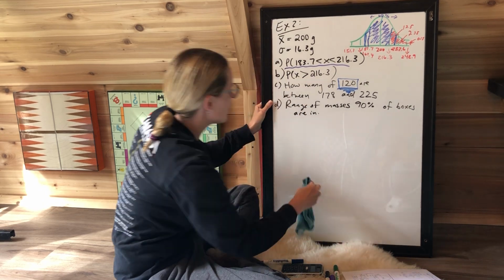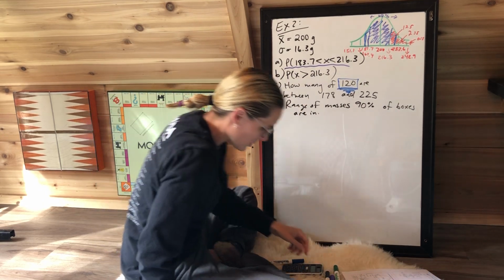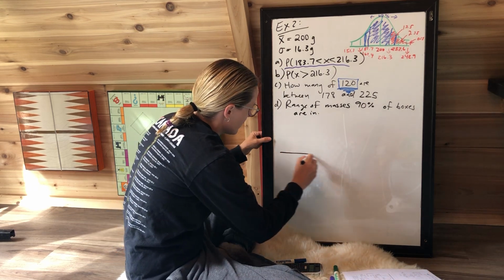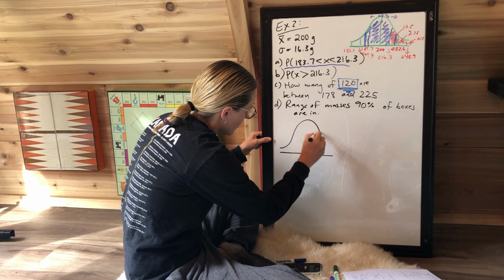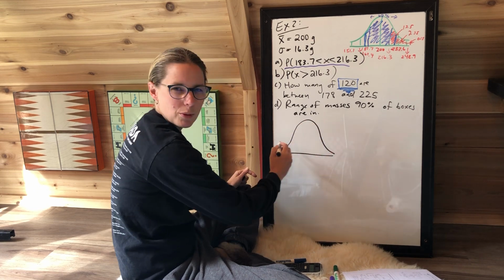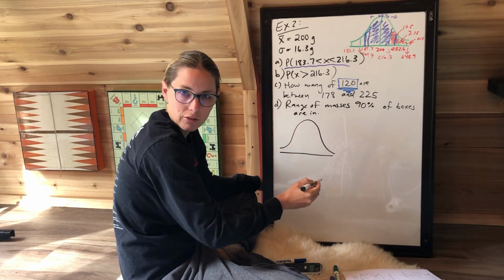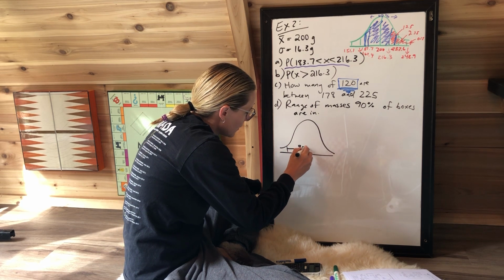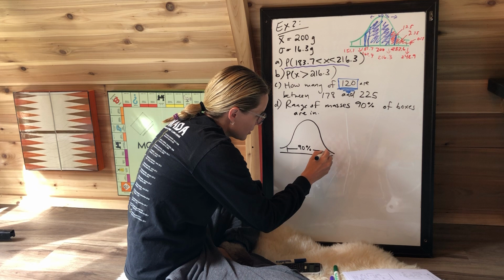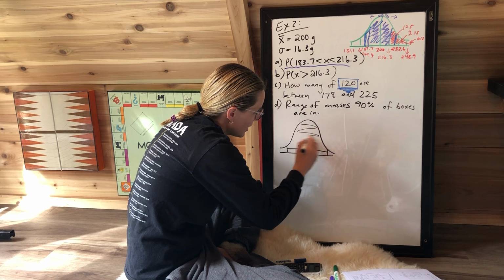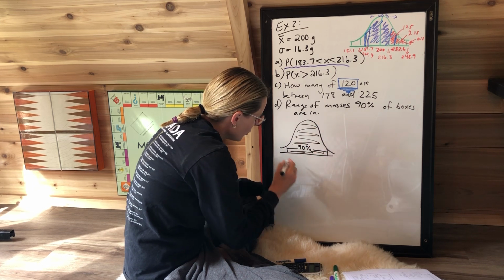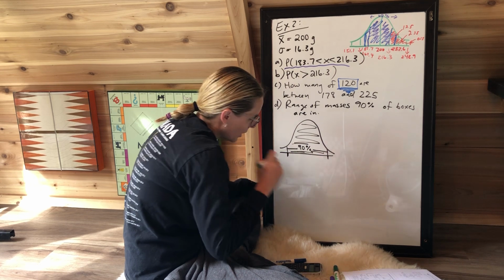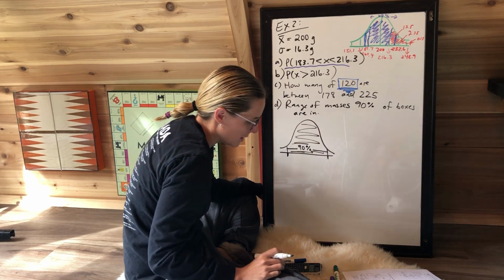Okay, so D wants us to find the range of masses 90% of the boxes are in. So the idea here is, imagine you have a normal distribution, and you know 100% of the data lies under this curve. Well, you want to find where the middle 90% of the data lies. So you're trying to find what these values right here are. Okay, and how do I figure out what that means?